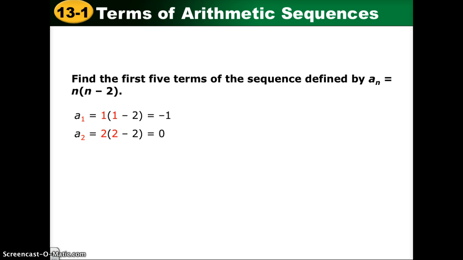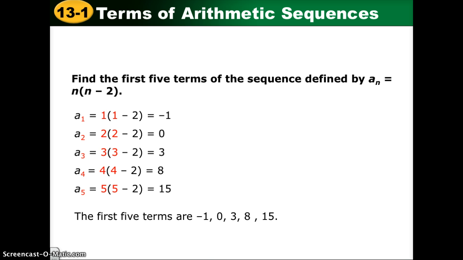For the second term, we replace n with 2. We use order of operations, we solve, we get 0. For the third term, n would be 3. Order of operations, solve, we get 3. Fourth term, n would be 4. Order of operations, solve, we get 8. And the fifth term, n would be 5. Order of operations, solve, we get 15. So here are our first 5 terms.